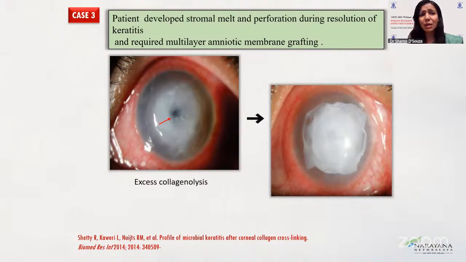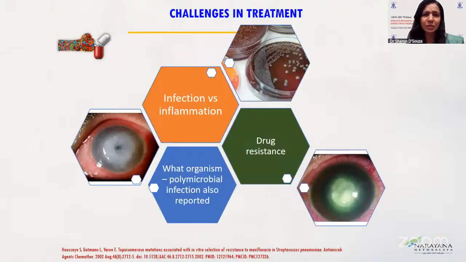However, sometimes before we can do anything, as I said, these cases have a lot of melting of the collagen, and they can come in with almost a perforation or a near perforation. And this patient had, as you can see, the area of thinning there, and we did a multi-layered AMG and healed.